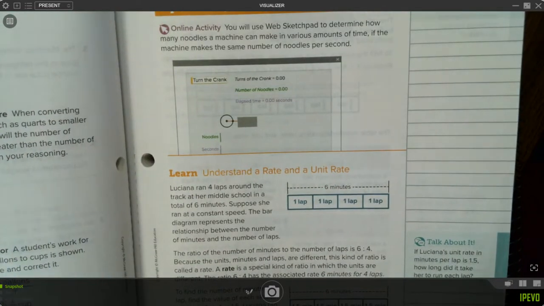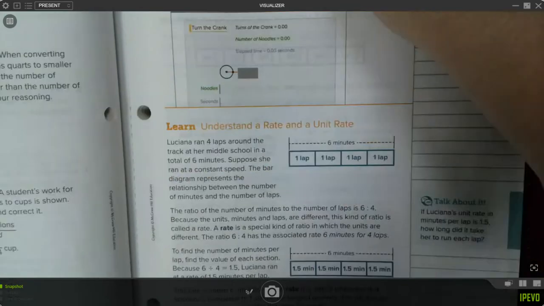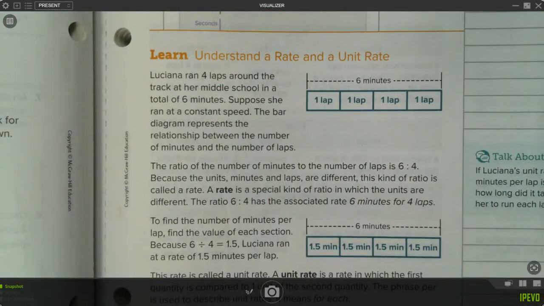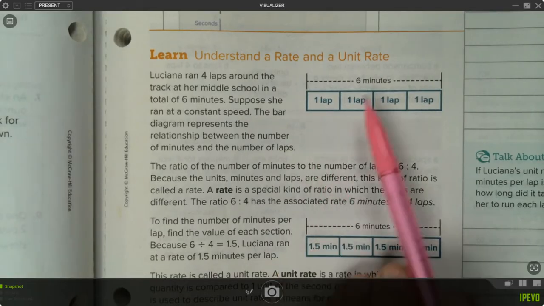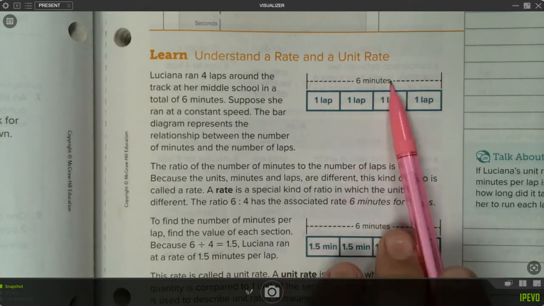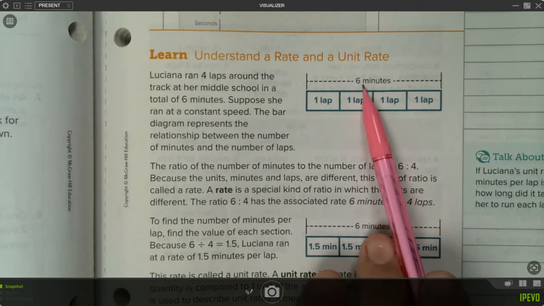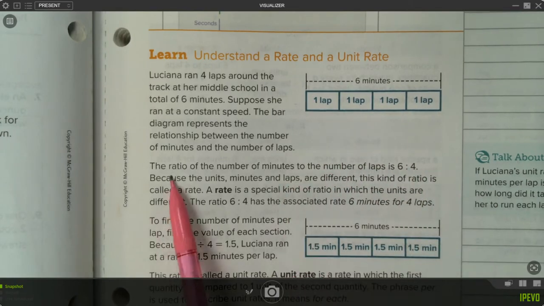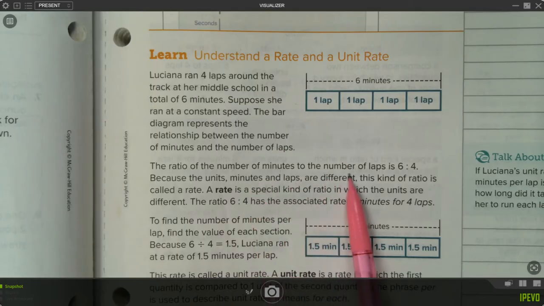So let's take a look at our first problem here. Luciana ran 4 laps around the track at her middle school in a total of 6 minutes. Suppose she ran at a constant speed. The bar diagram represents the relationship between the number of minutes and the number of laps. So we have 6 minutes and each of the 4 laps in that. The ratio of the number of minutes to the number of laps would be 6:4.